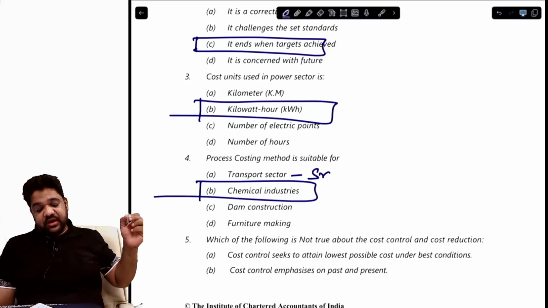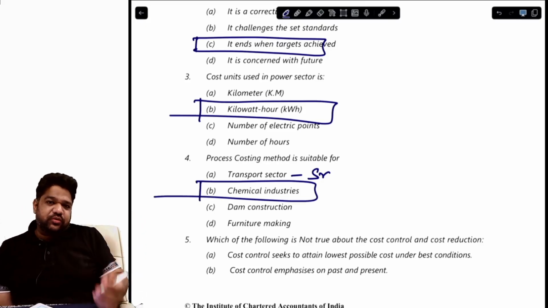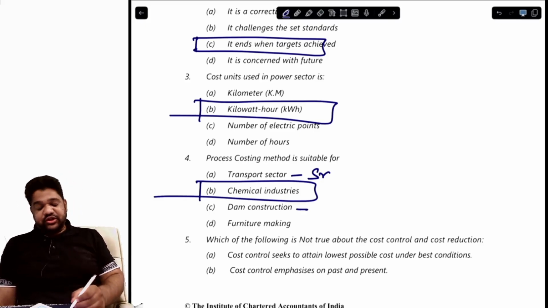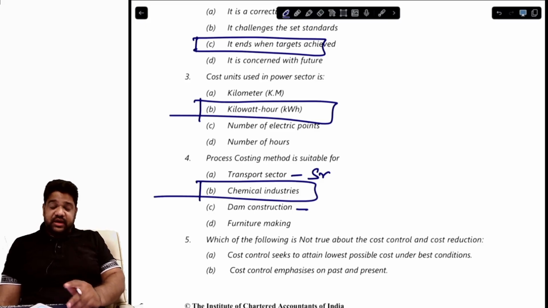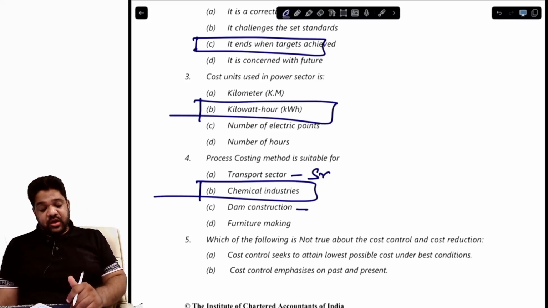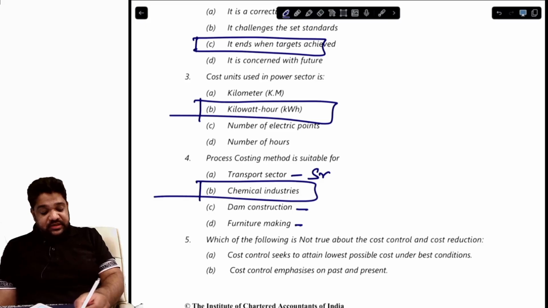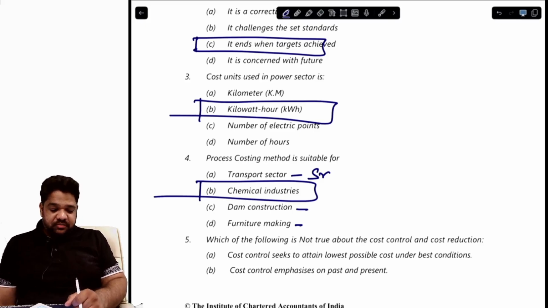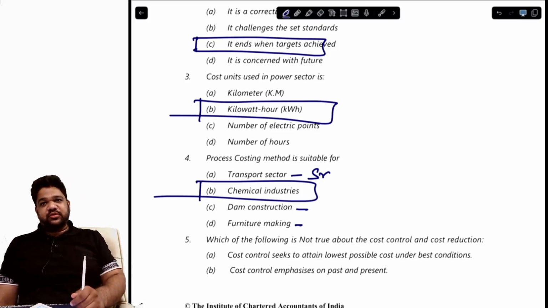So chemical industry. But just out of curiosity, and I wanted to message me this. What do you think would be dam construction? It's a one-time project. You make it once and you are done. It is a construction project. And what do you think about furniture making? This I think we've discussed in class as well. Furniture making. Message me on Instagram about this. What do you think about that?